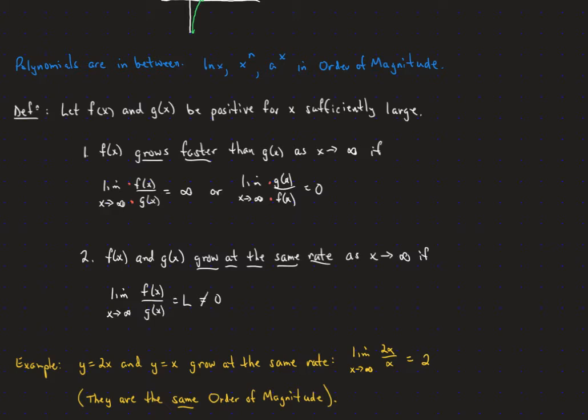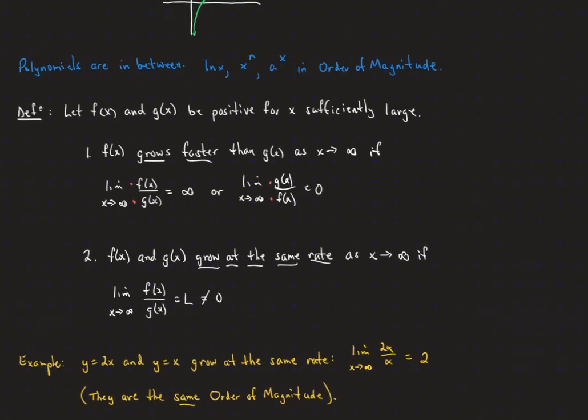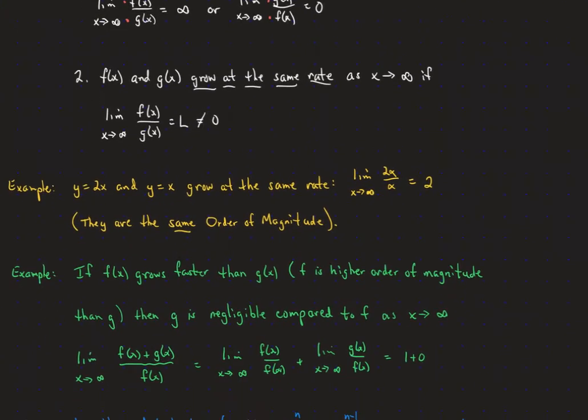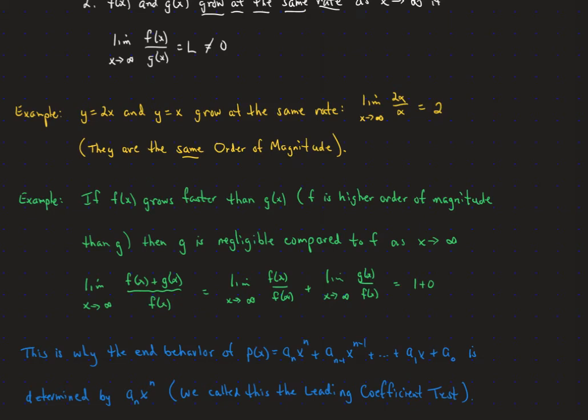And the second thing is f and g grow at the same rate if their limit goes to some finite number, not 0. So that's what we mean by same order of magnitude. So for example, 2 to the x and x: we know that 2 to the x is going to be bigger than x for any positive value of x, but we still say they grow at the same rate, or they're the same order of magnitude function, because their limit as x goes to infinity is a constant, 2, which is not 0. So we say they're the same order of magnitude.